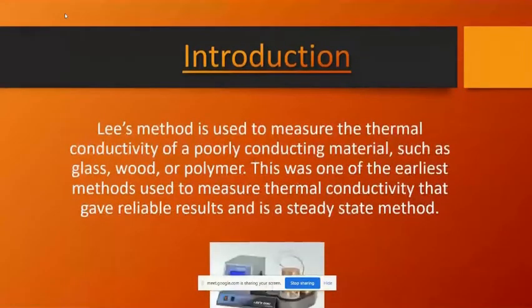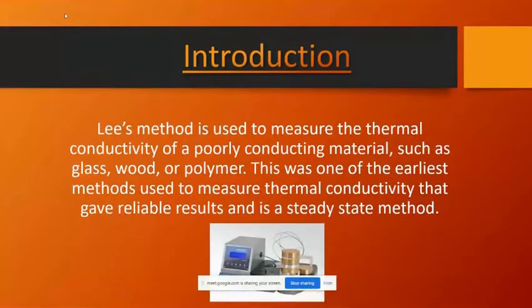Coming on to the introduction of Lee's disc. Lee's method is used to measure the thermal conductivity of a poor conducting material such as glass, wood, or polymer. This was the earliest method to measure thermal conductivity and gave very reliable results. Thus, it is still used.